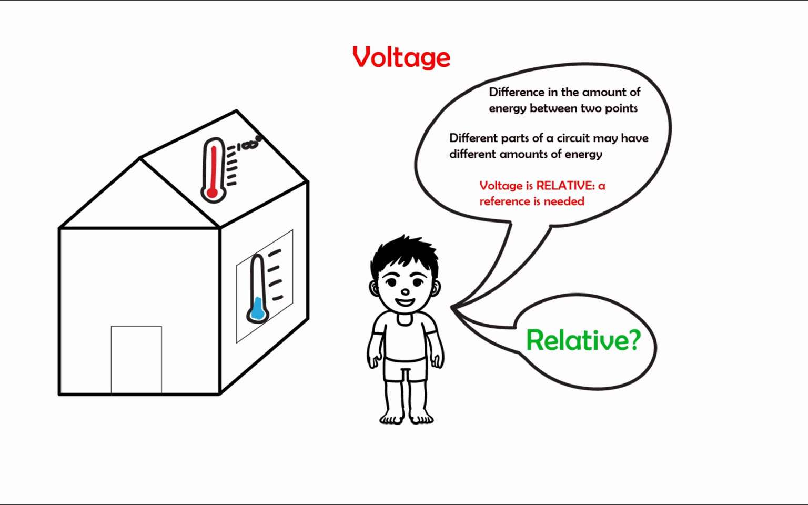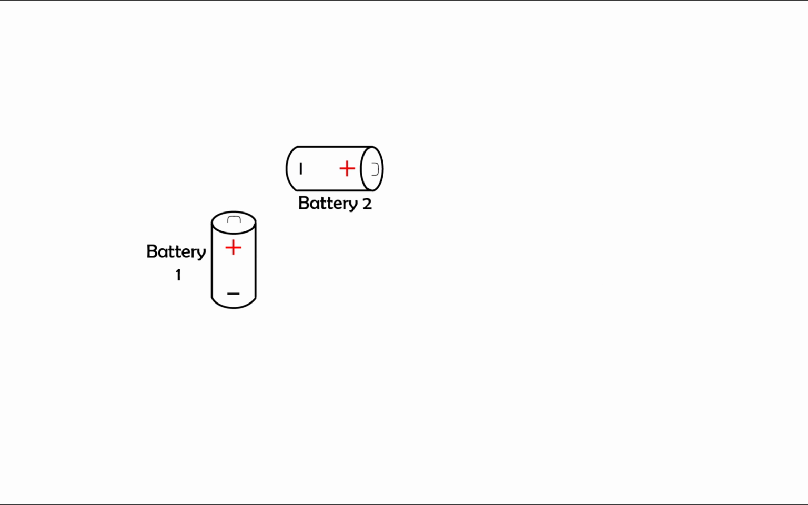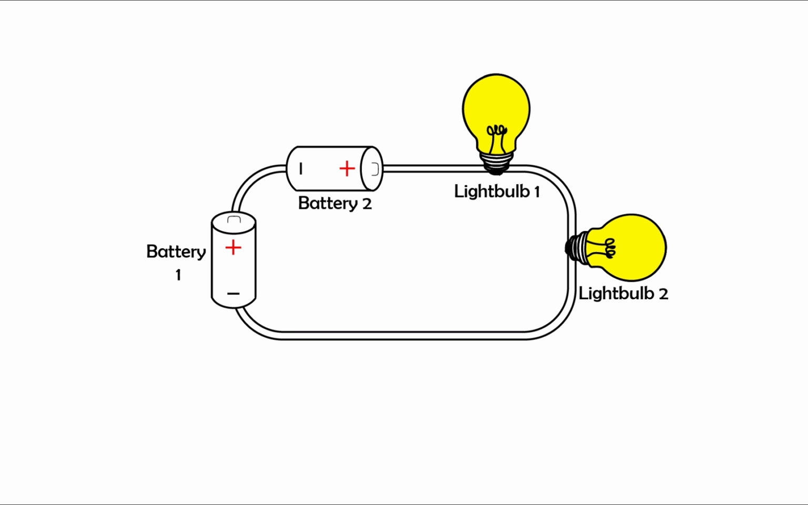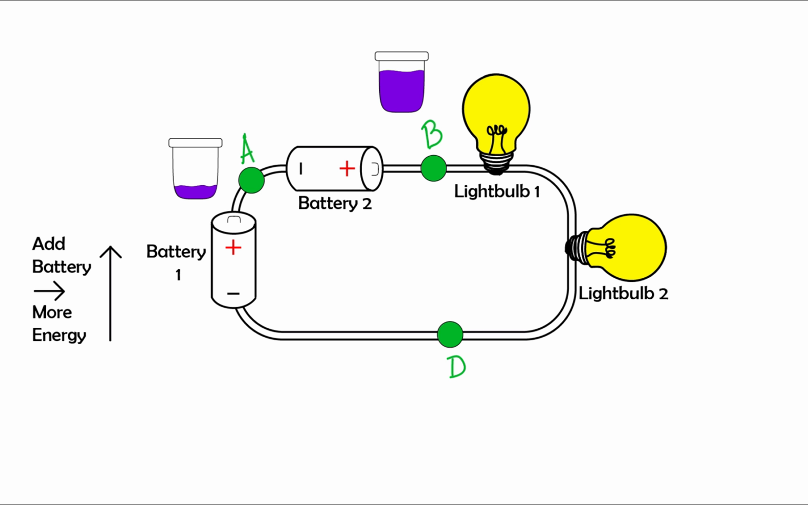To understand this concept, consider a circuit with 2 batteries and 2 light bulbs connected by a wire. Point A has some energy due to battery 1. Similarly, point B has a different amount of energy due to battery 2. Since batteries are part of the energy generating category, we know that point B has more energy than point A, and point A has more energy than point D. Let's show this energy difference with a bucket at point B that has more content than a bucket at point A. Every time we add a battery, we reach points of higher energy in the circuit.